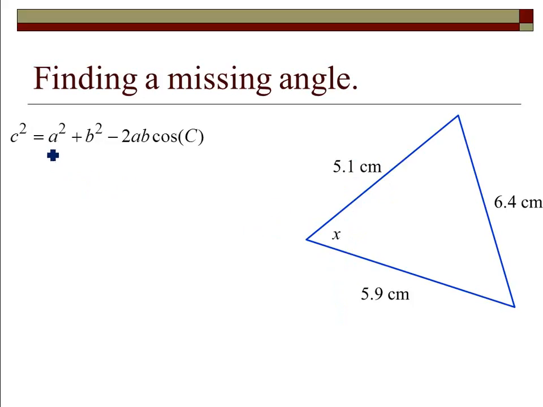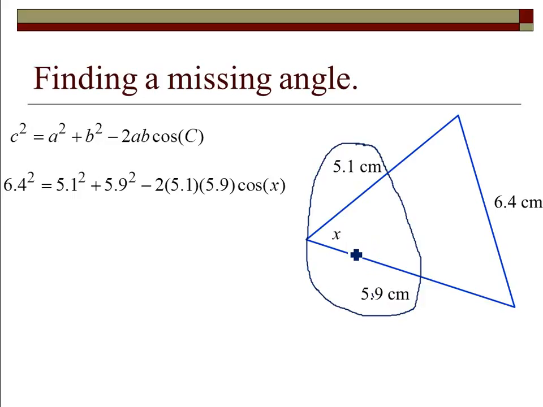So we have this basic equation again. Now, I see my angle. I see the 2 sides that are connected. These are the pieces I want to put together. The one that's by itself is going to be the 6.4. So 6.4 squared equals 5.1 squared plus 5.9 squared, minus 2 times 5.1 times 5.9 times cosine of x.